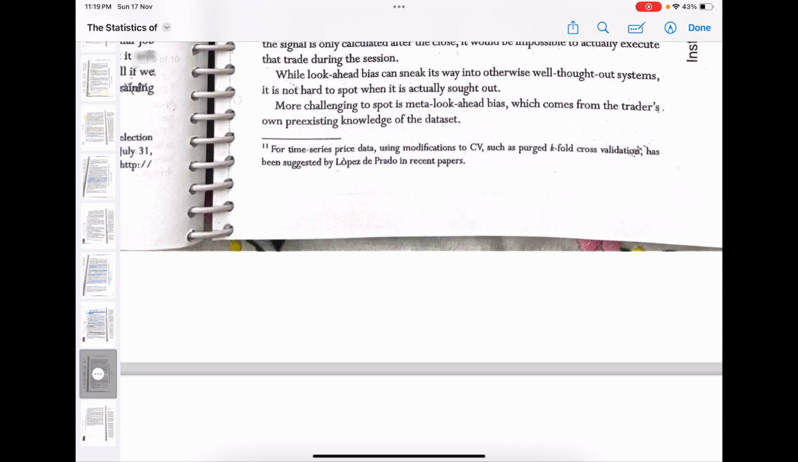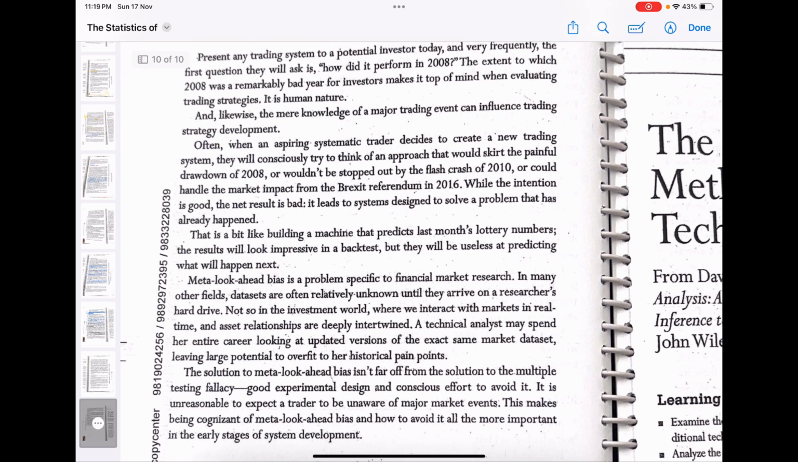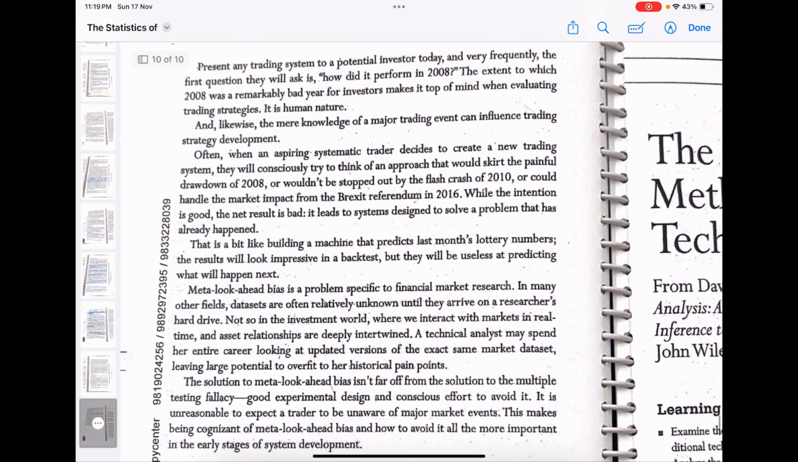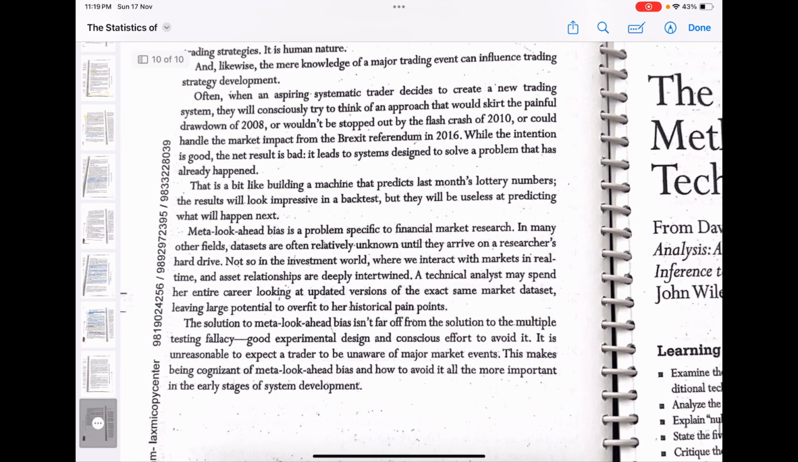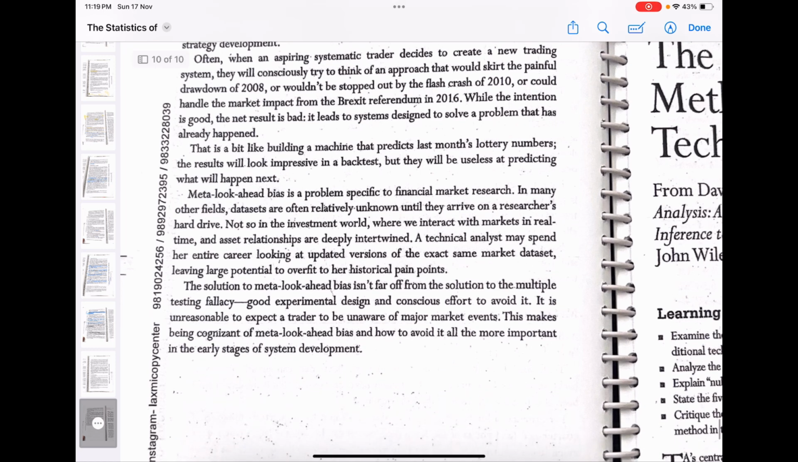More challenging to spot is meta look ahead bias, when it comes from the trader's own pre existing knowledge of the data. Present any trading system to a potential investor today, and very frequently the first question they will ask is how did it perform in 2008. The extent to which 2008 was a remarkably bad year for investors makes it top of mind when evaluating trading strategies. It's human nature. And likewise, the mere knowledge of a major trading event can influence trading strategy development.